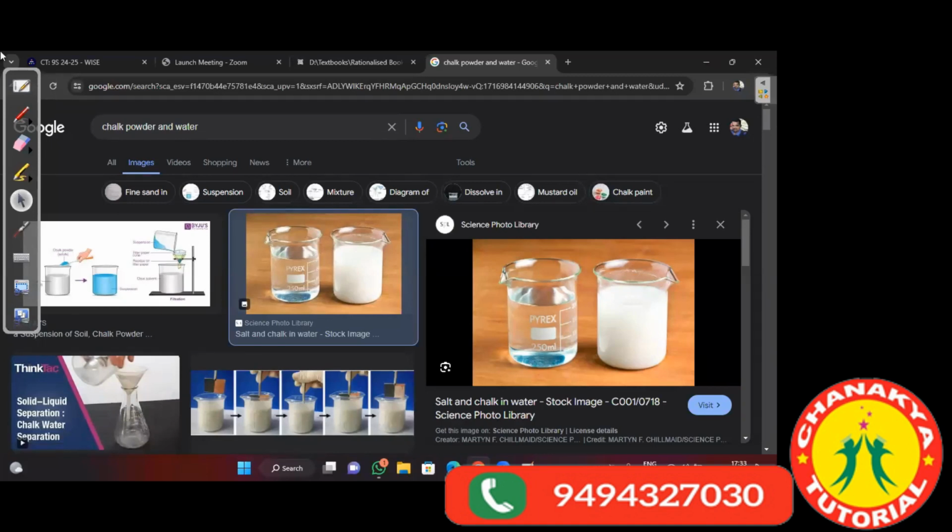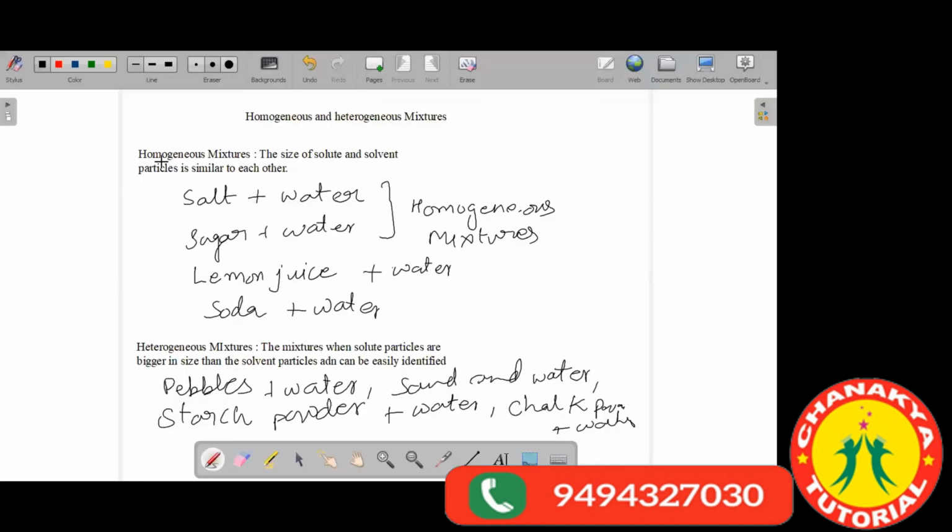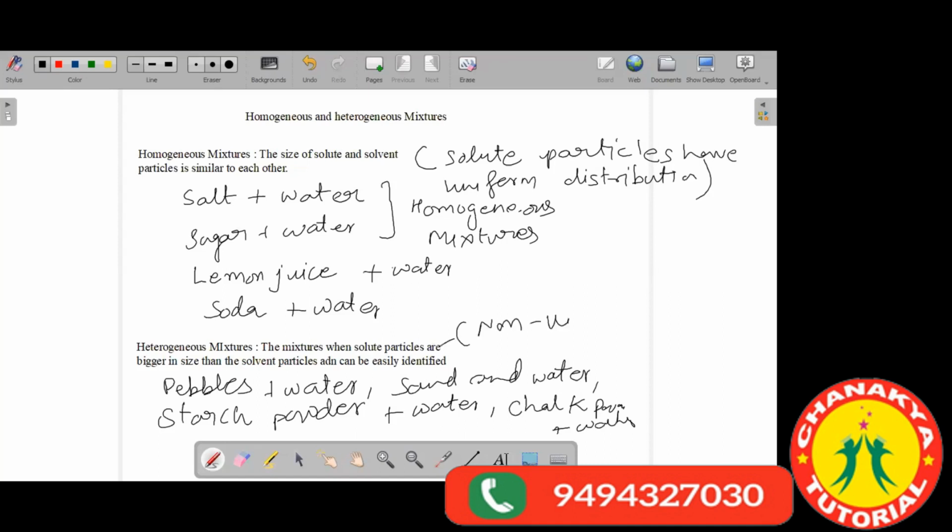Another definition for homogeneous and heterogeneous that you can include: homogeneous mixtures are the ones where the particles are uniformly distributed, so the solute particles have uniform distribution. And in heterogeneous mixtures, the solute particles have non-uniform distribution.